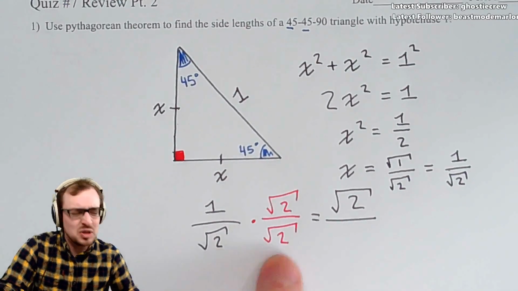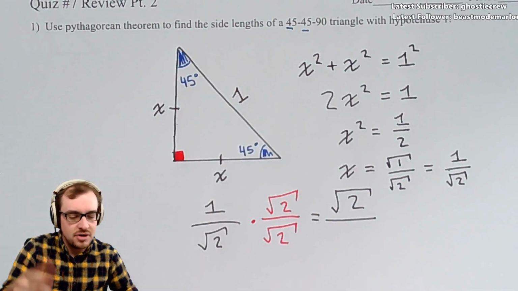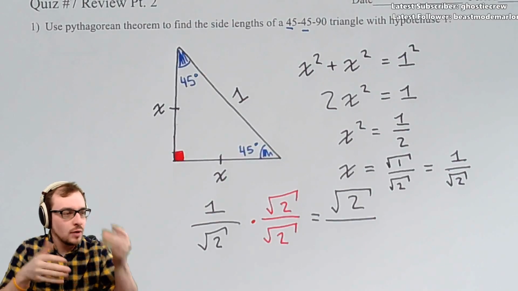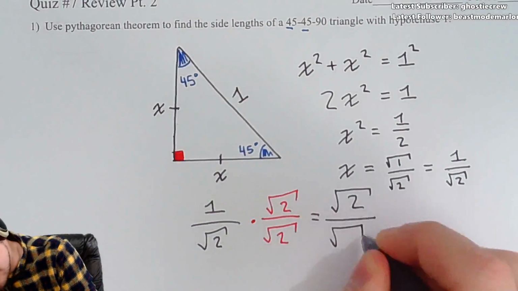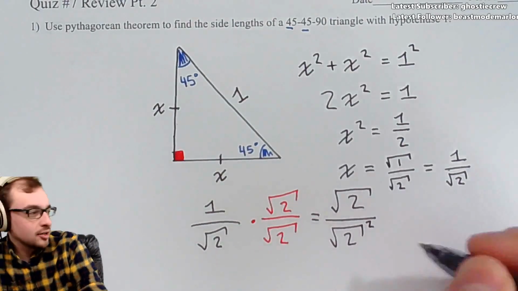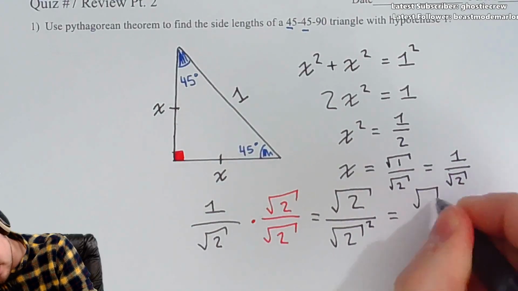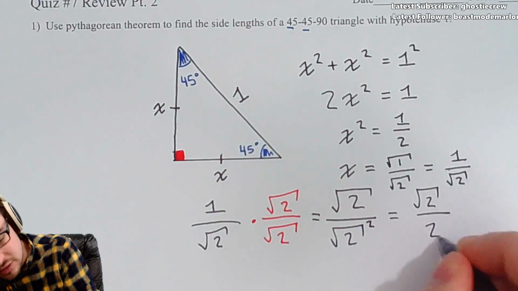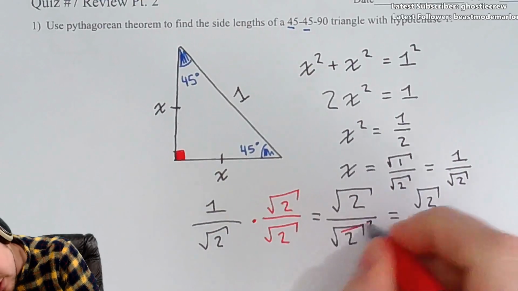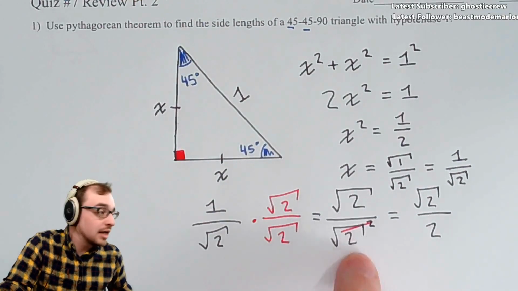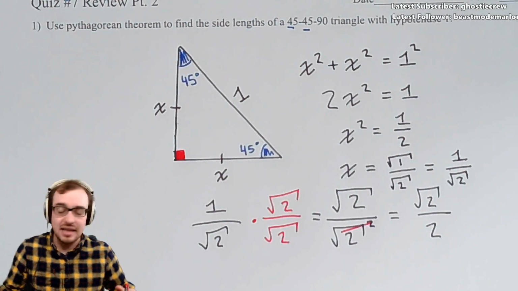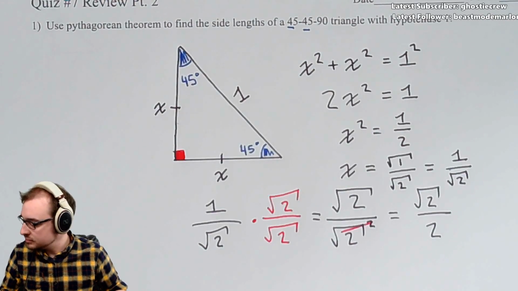Well, that's a number times itself. A number times itself means that number squared, right? So one way you could write that is root 2 squared. That's kind of gross looking. Really what you'd want to write is root 2 over 2, because the root and the square cancel, right? They undo each other, kind of like adding and subtracting undo each other.